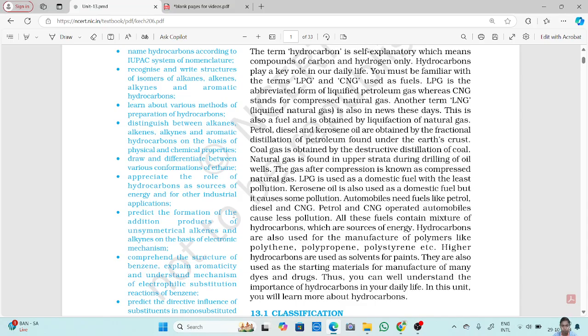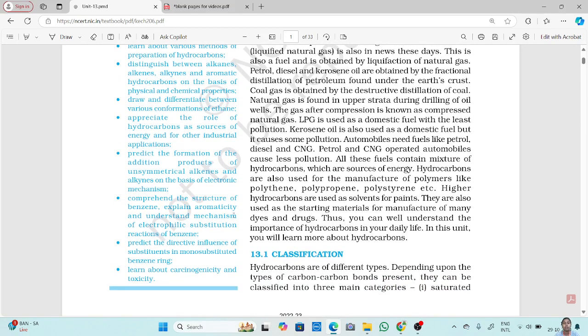Now coal gas is obtained by the destructive distillation of coal. Natural gas is found in upper strata during drilling of oil wells. So when you drill an oil well, in the upper part you will get natural gas. LPG is used as a domestic fuel with the least pollution. Domestic fuel means we use it at home, and it causes very little pollution.